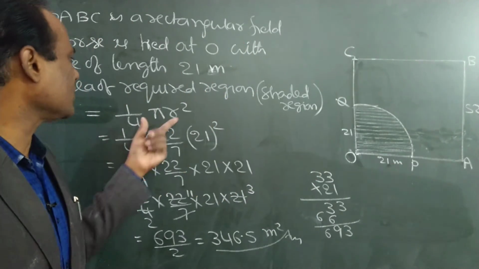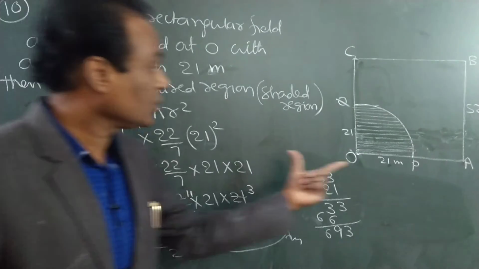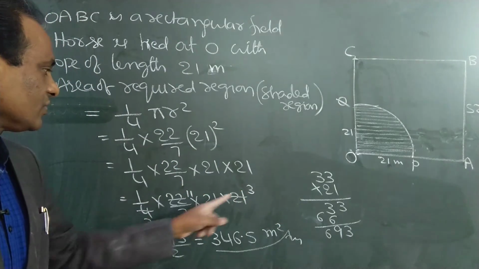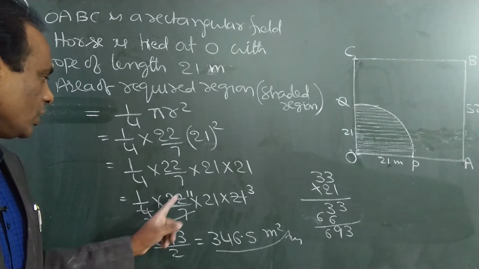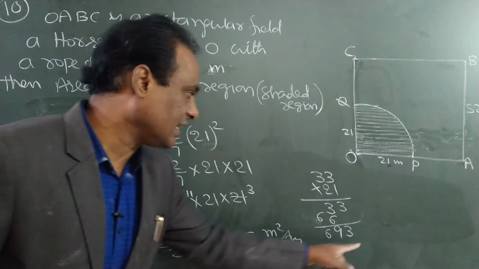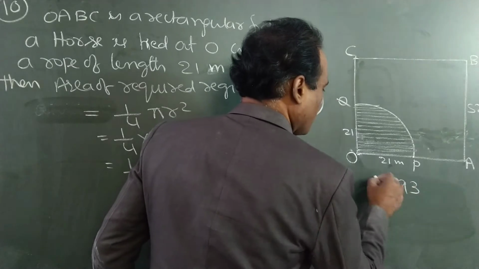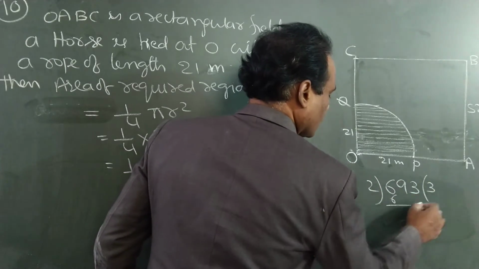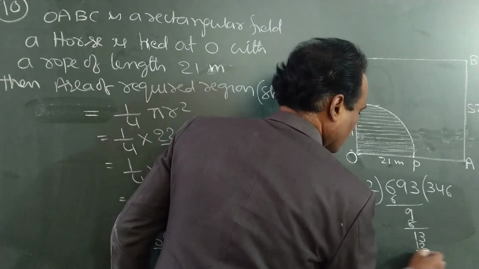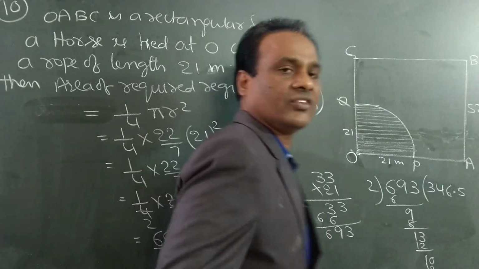The formula is 1/4 of the circle area, pi r square. Pi is 22 by 7. What is r? 21. 21 square is 21 and 21. 7 3s are 21, 2 2s are 2, 2 11s are 11, 11 into 3 is 33, 33 into 21 is 693 by 2. You can divide 693 by 2. 2 3s are 6, 2 4s are 8, 2 6s are 12, 2 5s are 10. Like this you can do.